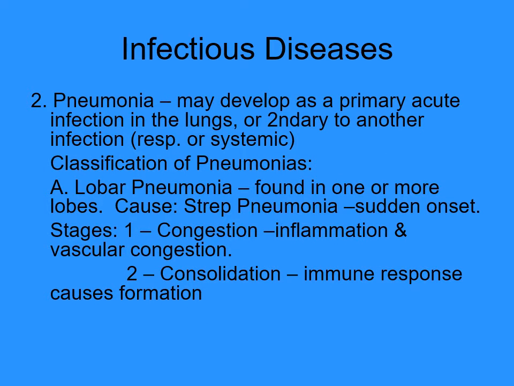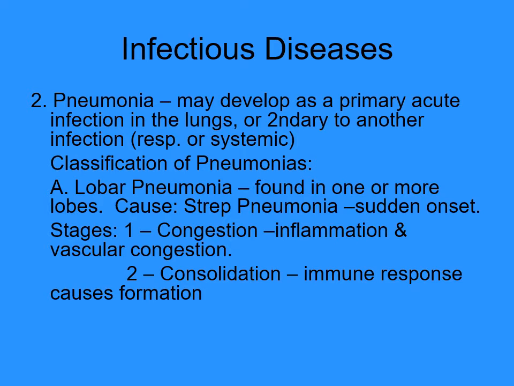Pneumonia may develop as a primary acute infection in the lungs or secondary to another infection, either respiratory or a systemic infection. Classification of pneumonias. The first one is lobar pneumonia, found in one or more lobes. Remember, with the lungs, you have 3 lobes on the right, 2 on the left. The cause usually is strep pneumonia.